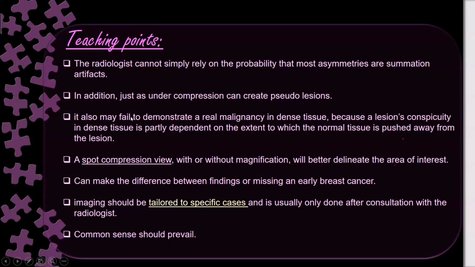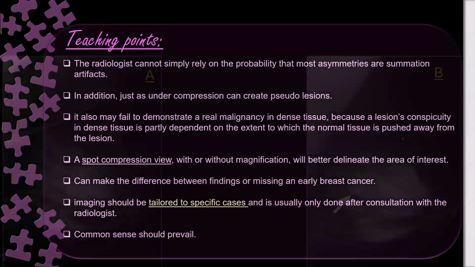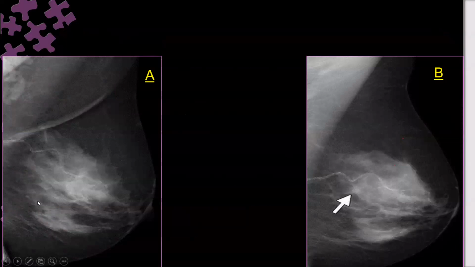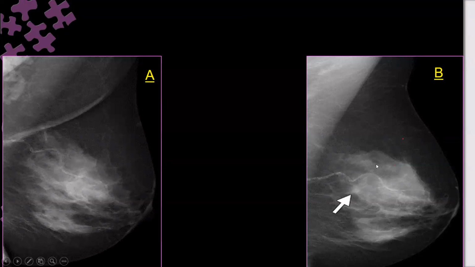We said it also may fail to demonstrate a real malignancy in dense breast because lesion conspicuity in dense tissue is partly dependent on the extent to which the normal tissue is pushed away from the lesion. And here, there was not enough compression. But when they compress it well, they pushed the tissue away from the lesion, we could visualize.